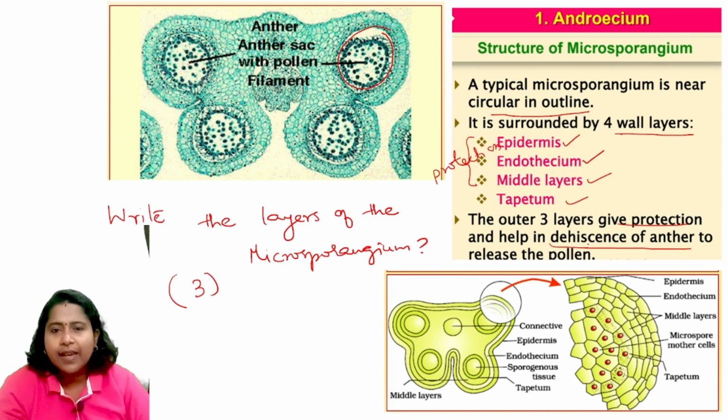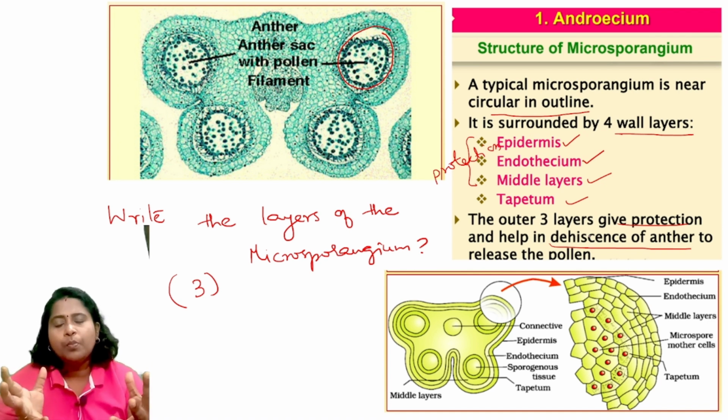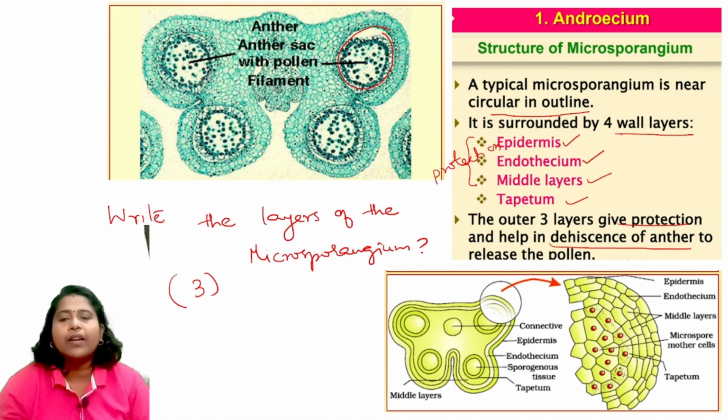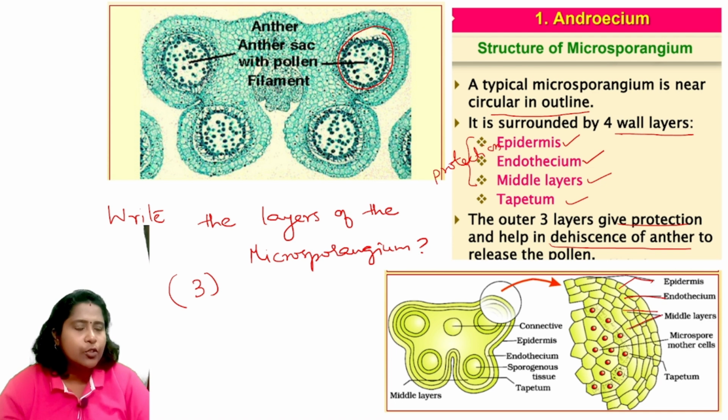What do you mean by dehiscence? It has to release the pollen grains outside. So the process is called dehiscence. Once it matures, it will break and release all the pollen grains outside. Clear? So these are the 4 important layers. You can see here, this is the epidermis, and just behind we have the endothecium, and then the middle layers. These are 2 middle layers, and the last one is the tapetum. Tapetum is very, very important.